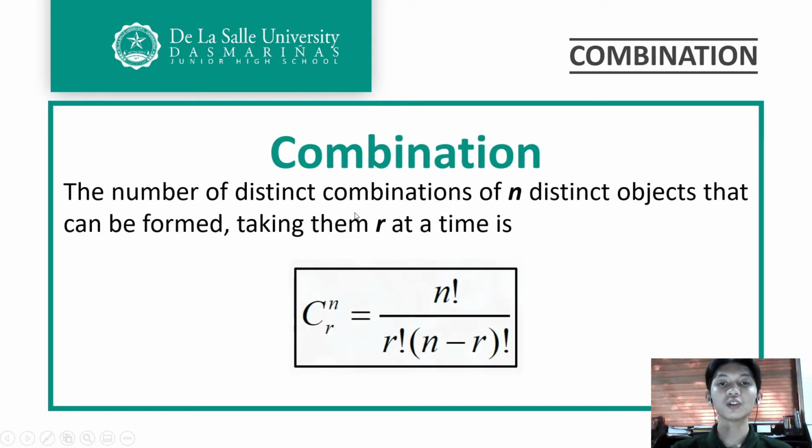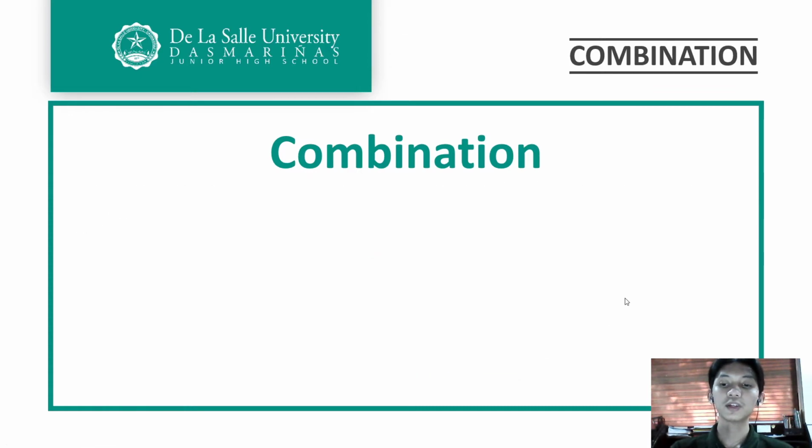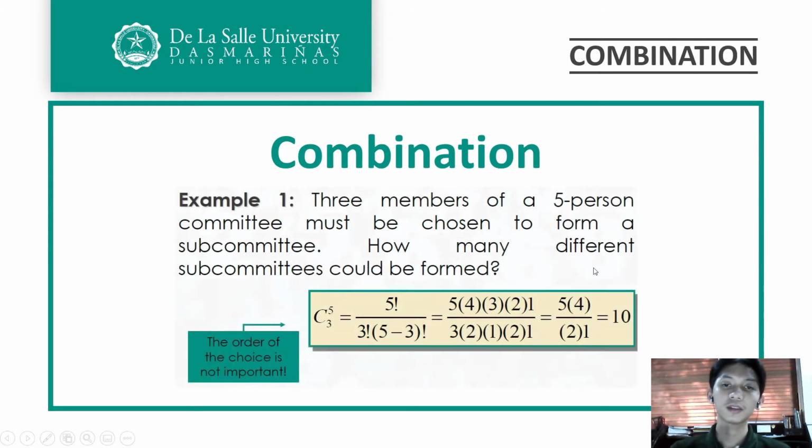The number of distinct combinations of n distinct objects that can be formed taking them r at a time is this formula: n factorial divided by r factorial multiplied to quantity of n minus r factorial. Let's have this example. 3 members of a 5-person committee must be chosen to form a subcommittee. How many different subcommittees could be formed?